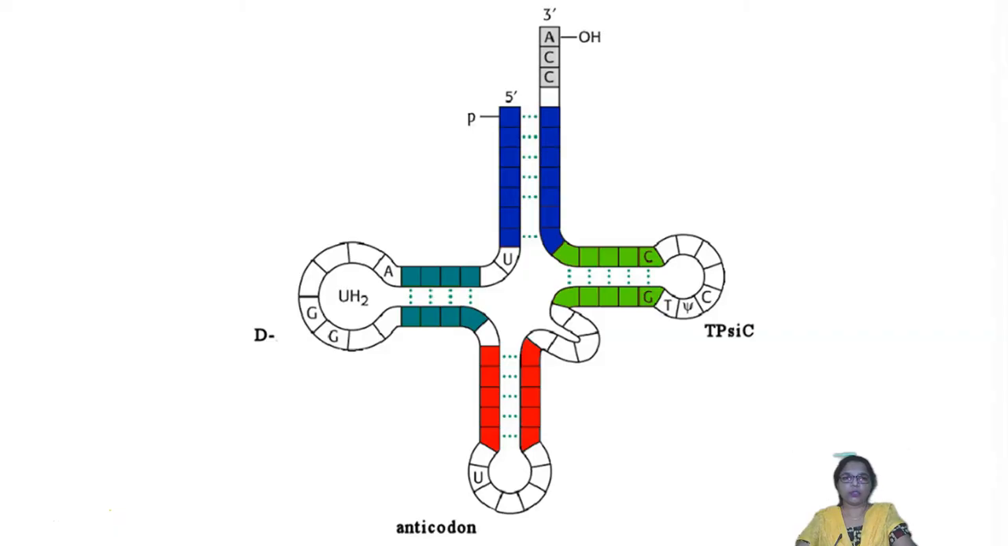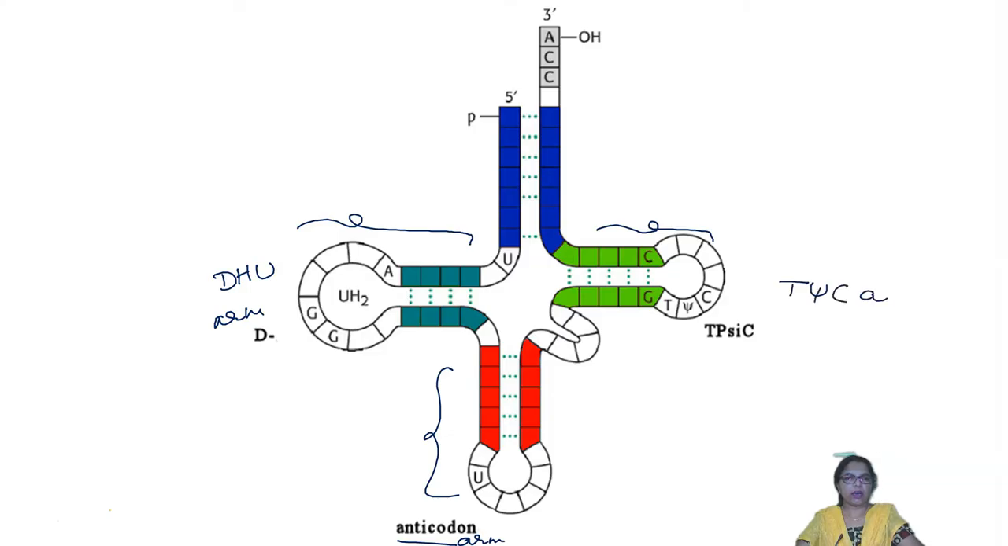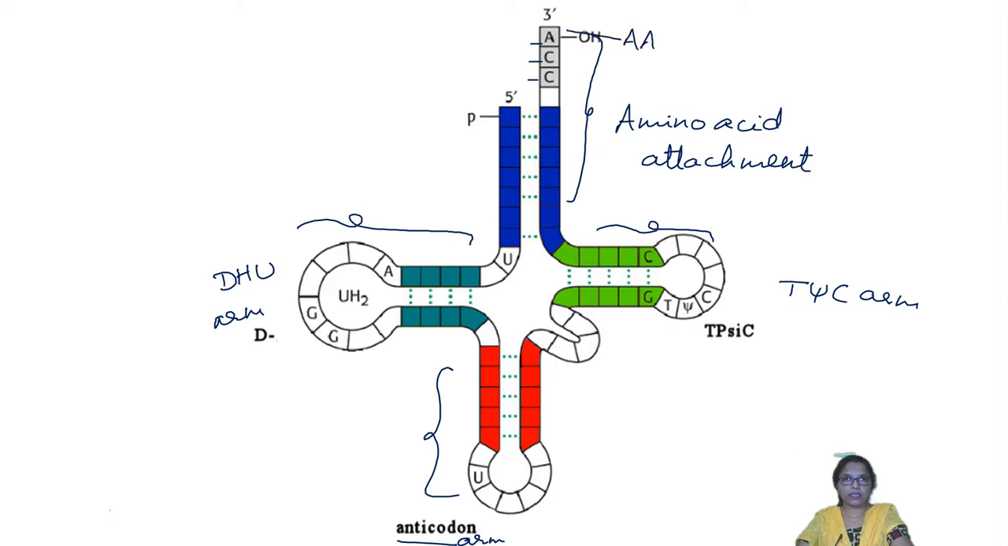This structure shows you the secondary structure of tRNA, which is arranged in the form of arms. This is the DHU arm, this is the anticodon arm, and this one is the T-psi-C arm, and this is the amino acid attachment arm. This amino acid attachment arm has 3' CCA, the last nitrogen base is adenine, to which the amino acid gets attached. This is the amino acid attachment point.